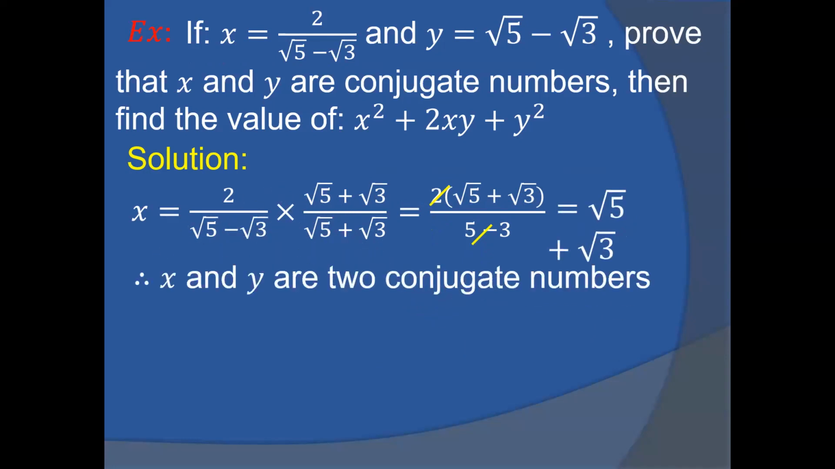So x and y are conjugate because x equals root 5 plus root 3 and y equals root 5 minus root 3. Here we can find the value of x power 2 plus 2xy plus y power 2. First, I make x power 2 equal root 5 plus root 3 all power 2, equal 5 plus 3.